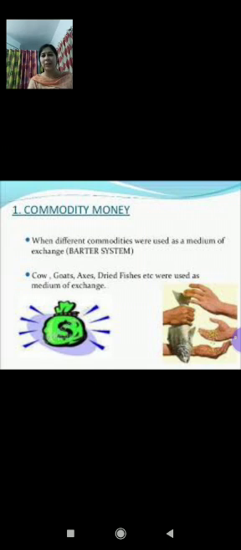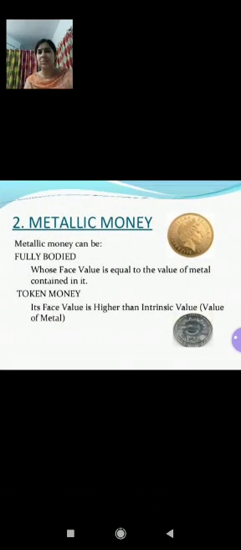You can see in the slide also I mentioned, when different commodities were used as a medium of exchange, that was barter system, and mainly cows, goats, eggs, dried fishes, etc. were used as a medium of exchange, and it was not a successful form of money because they have the feature of perishability. Right, children? I hope the first stage is clear to you. Coming to the second stage, that is metallic money.